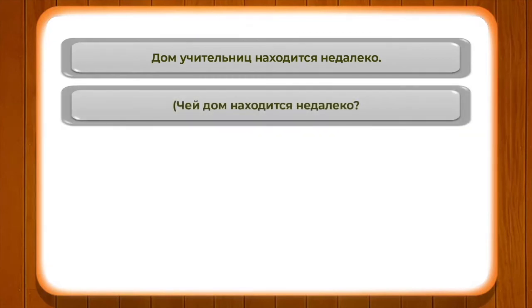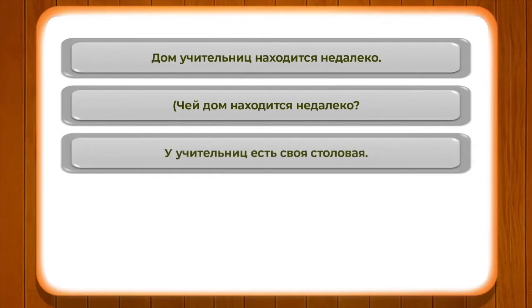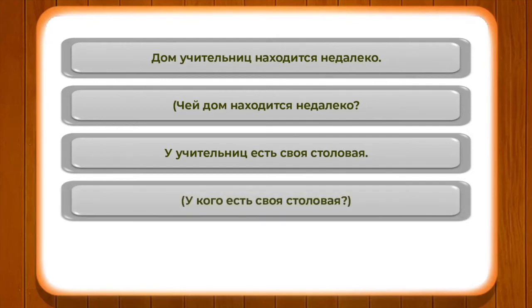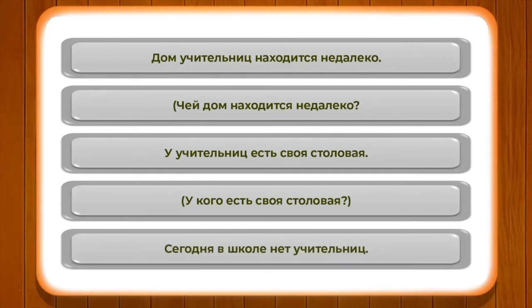So accordingly, while using кого, which means animate, and чей дом? Учительница. Чей дом находится недалеко indicates the usage of the plural form of учительницы. In this form, it would be учительниц. У учительниц есть своя столовая. У кого есть своя столовая? У учительниц есть своя столовая. Likewise, сегодня в школе нет учительниц. Кого сегодня нет в школе?